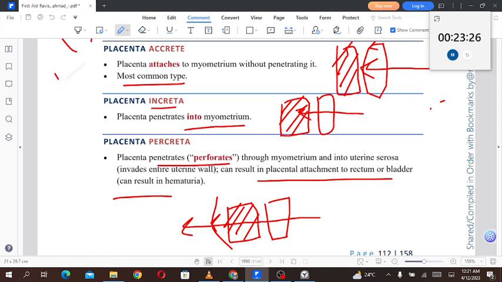So accreta means that it is just in close proximity, just abutting the myometrium. It has not entered that. It is outside the myometrium. In the case of increta, it is into the myometrium, and in the case of percreta, it has penetrated or perforated the myometrium all the way to the serosa, maybe even further.